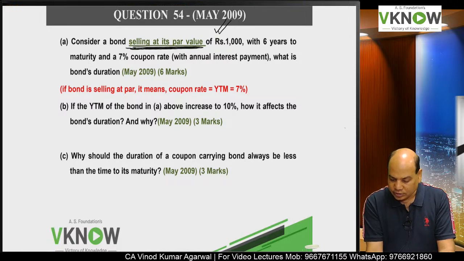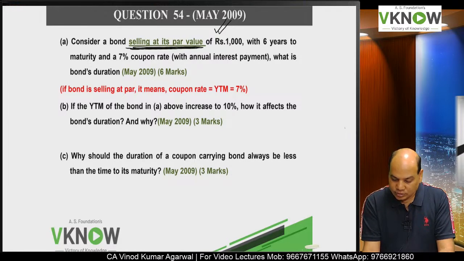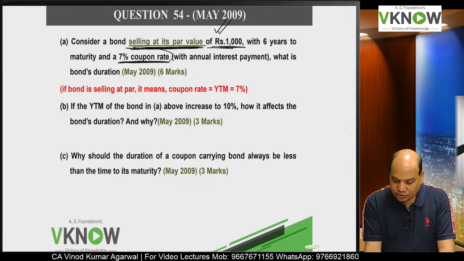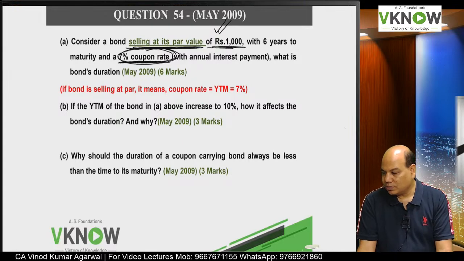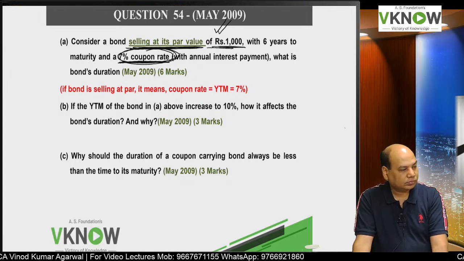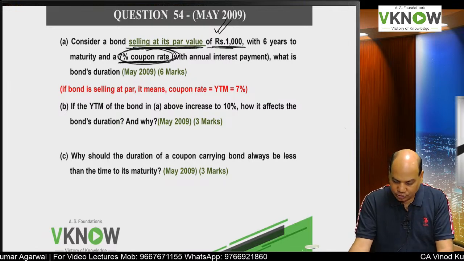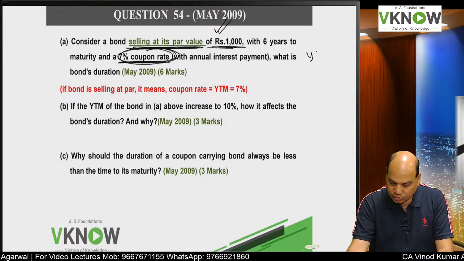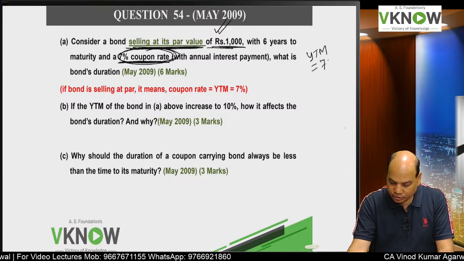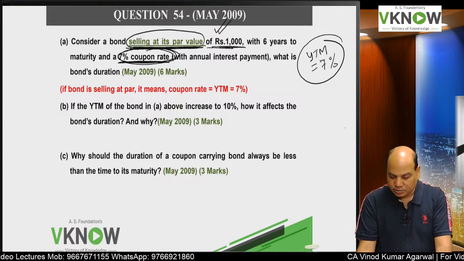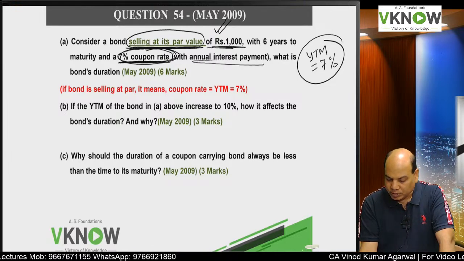This is a hint. What is the hint? The hint is that if the coupon rate is 7% and redemption is also at par, please tell me what is the YTM. Quickly reply. What is the YTM? 7%. Very good. So even though they have not given it in the question directly, indirectly this is the hint that the YTM is 7% with annual coupon payment.